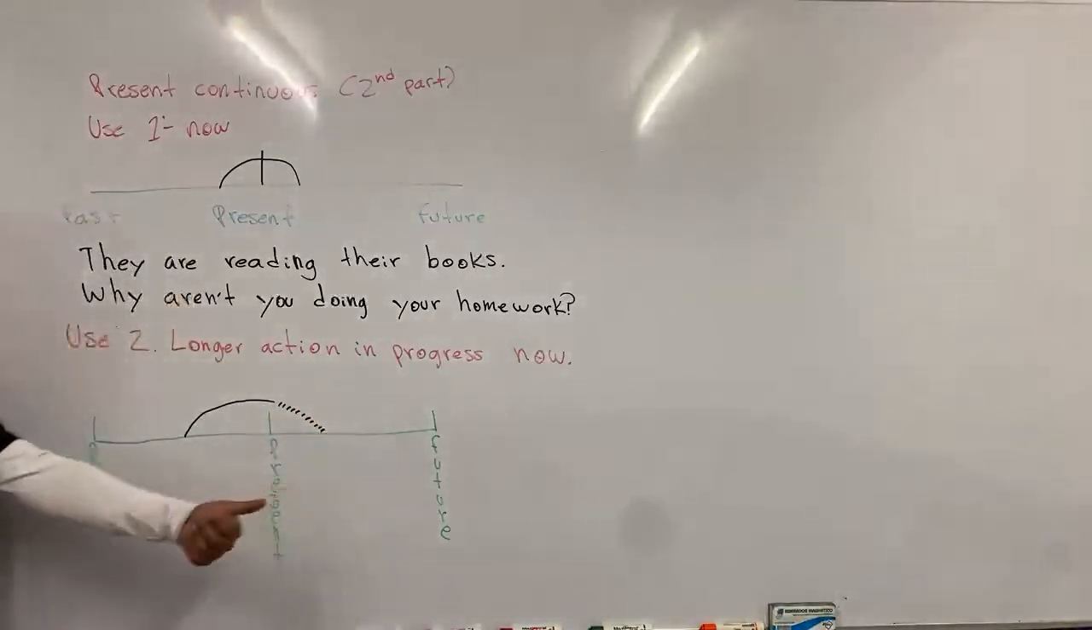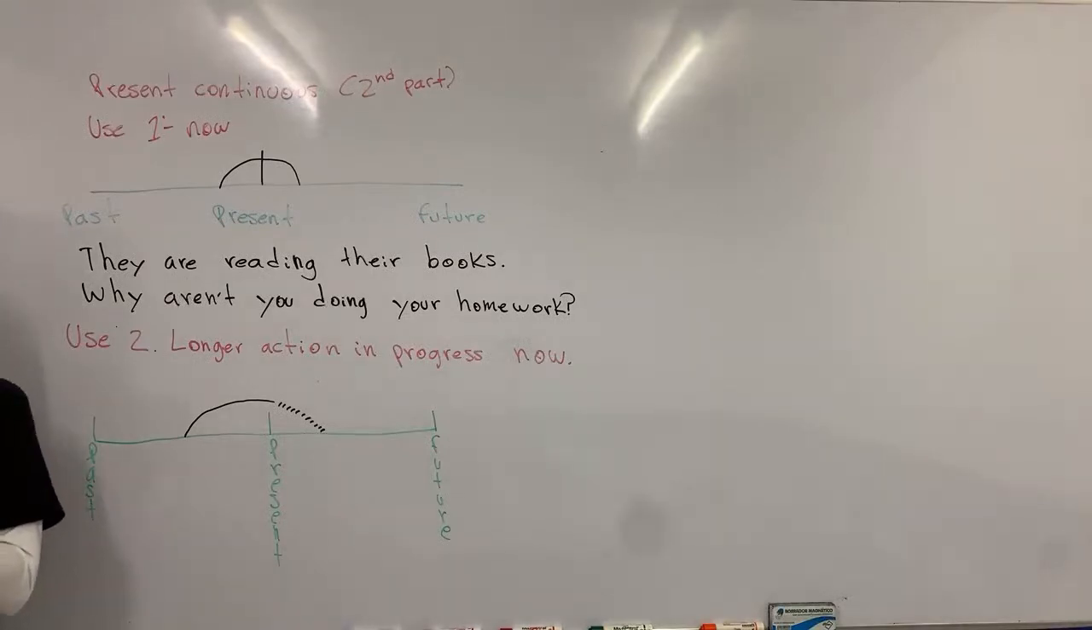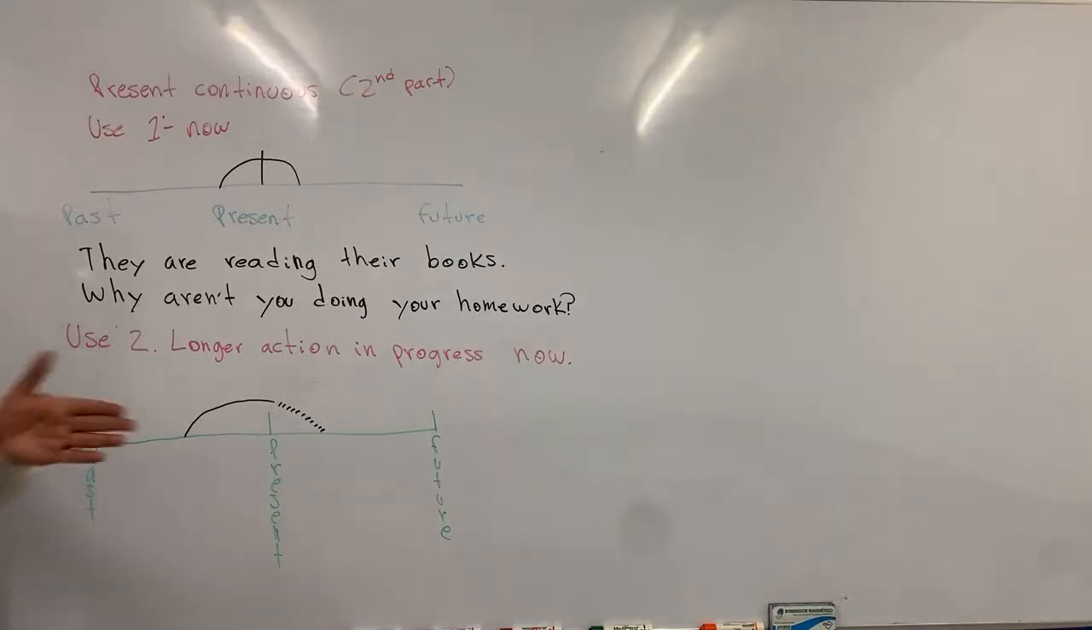In this case, in English now can mean different things: this second, today, this month, this year, this century, and so on. Sometimes we use the present continuous to say that we are in the process of doing a longer action which is in progress. However, we might not be doing it at this exact second, right?